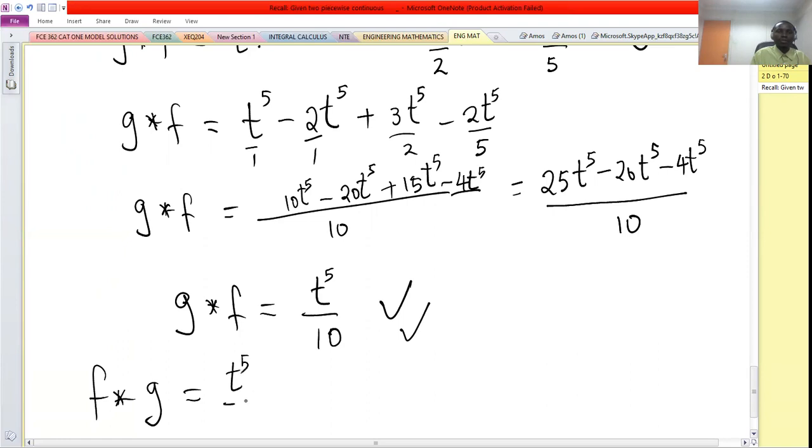So at this point, we can clearly say that the convolution of f with respect to g is the same as the convolution of g with respect to f. So this is how we show it. You must show both directions, f star g and g star f, to get full marks. If you show only f star g and you don't show the other way around, you get half of the marks. So thank you.